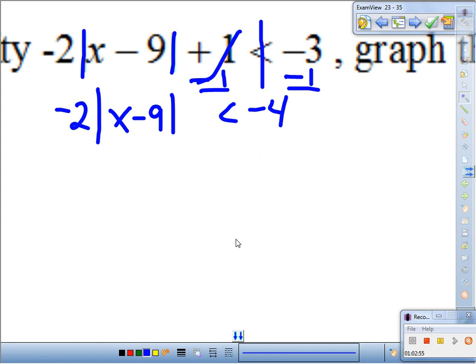Are we there so far? All right. Once again, what's outside the absolute value right now? The negative 2, it's multiplying. So what is the inverse? Divide by negative 2, divide by negative 2.